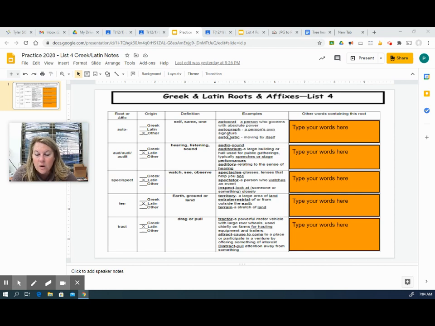A person's own indicates self. So we know that not only does it have the letters of our root AUTO, but it also has the definition of that root in the definition of the word. We also have the word automatic, which means moving by itself. So again, self is in the definition. So the letters AUTO are present there, and so is the definition of the root.